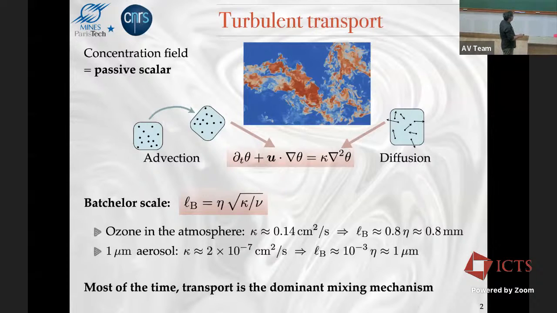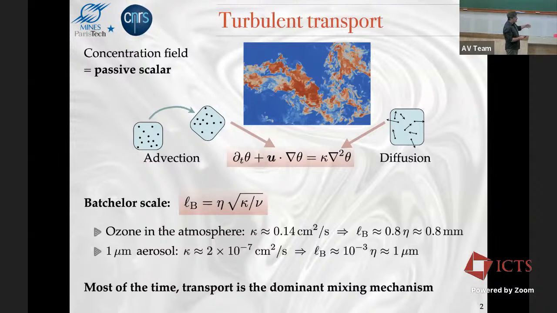Typically this Batchelor scale is proportional to the Kolmogorov dissipative scale and to the ratio between the diffusivity and the viscosity of the fluid. This is usually called the Prandtl or the Peclet number. So this Batchelor scale is telling you the following: if you're looking at scales below this Batchelor scale, diffusion is dominating, so this term here will become very important, while if you are above this Batchelor scale, advection is the most important effect.